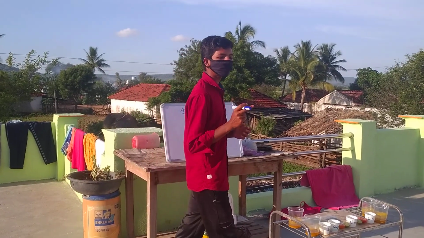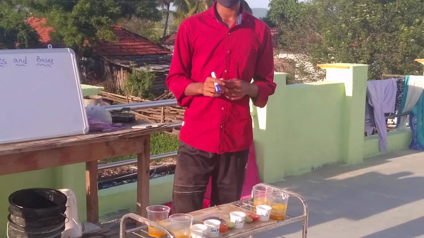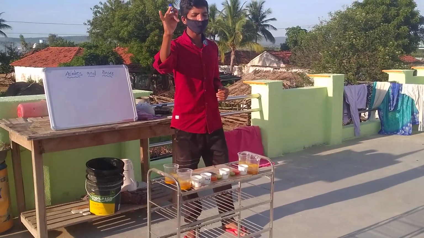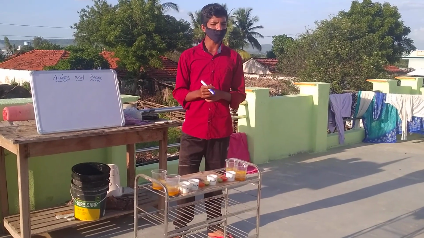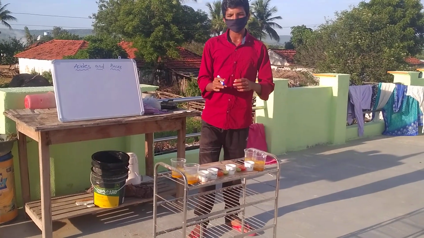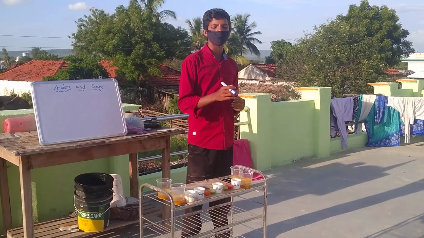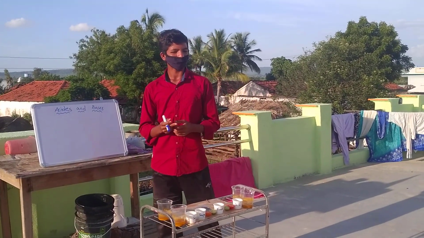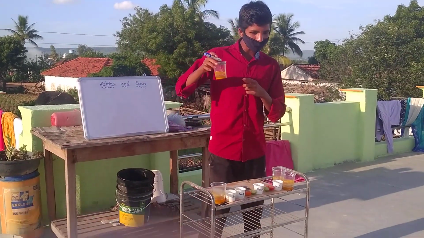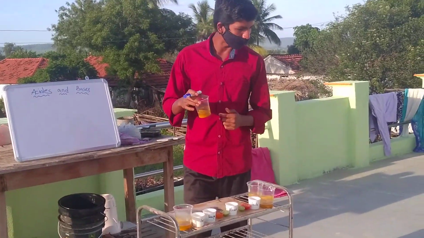Okay, how to identify the acids and bases. To identify the acids and bases, we have the litmus paper. What are they? Red litmus paper and blue litmus paper, and also phenolphthalein solution and methyl orange. And also we have some natural indicators. So we are using a natural indicator, that is turmeric powder, because we have no litmus paper. So friends, with this turmeric powder, we are going to identify which is acid and which is base.